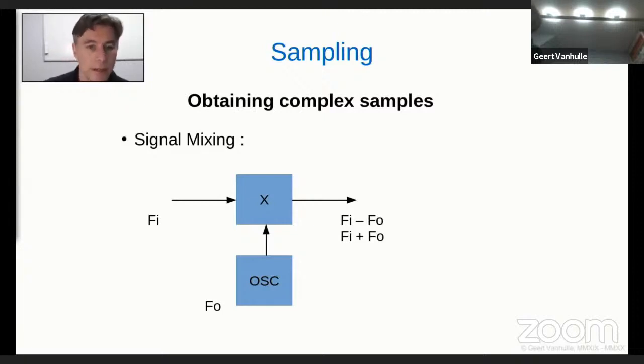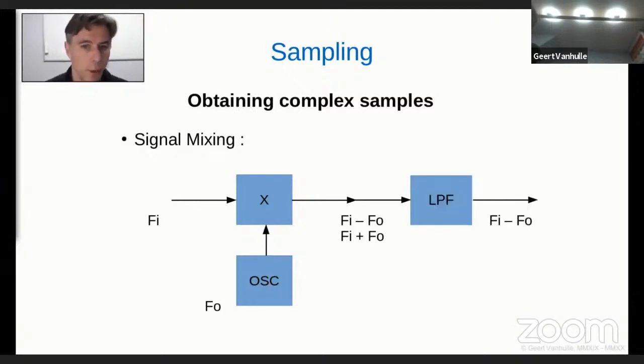So what we would typically do is put a low-pass filter at the output of the mixing stage, so we have only the differential signal left. Right? So we have the input frequency minus the local oscillator, and that will be, for example, our intermediate frequency, our IF frequency. Okay.